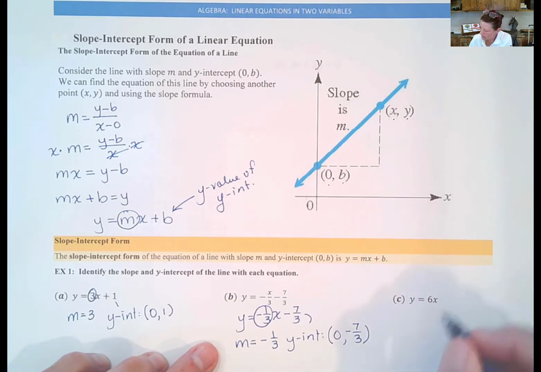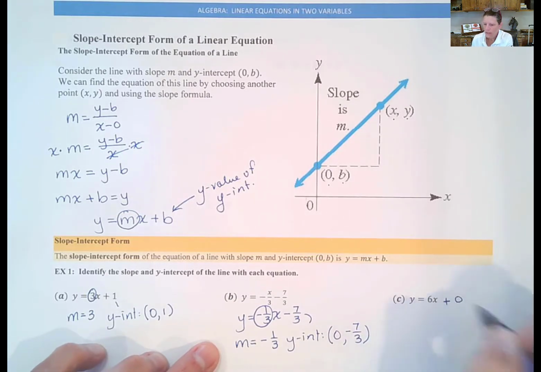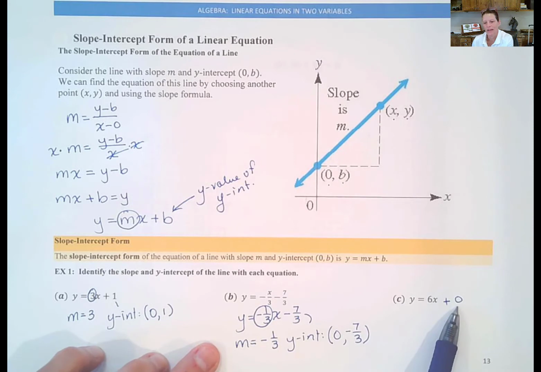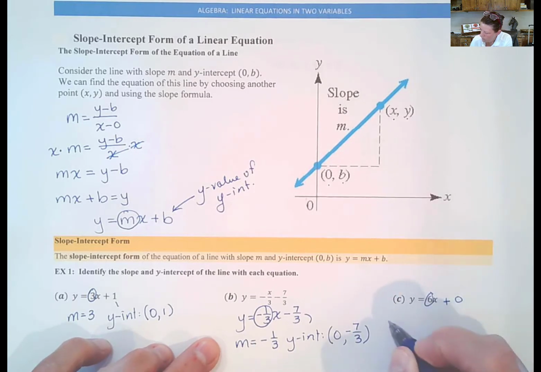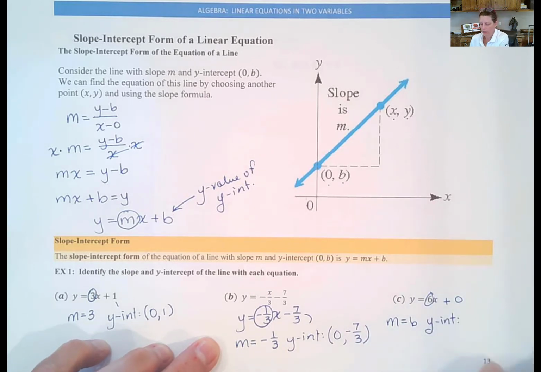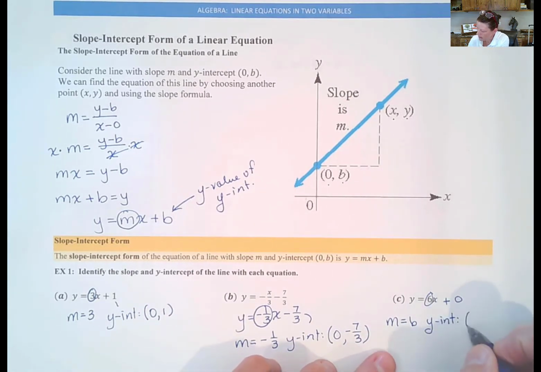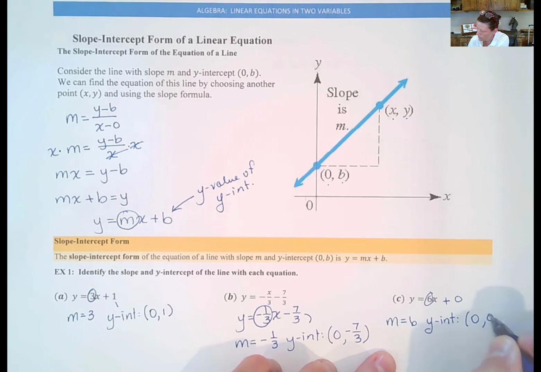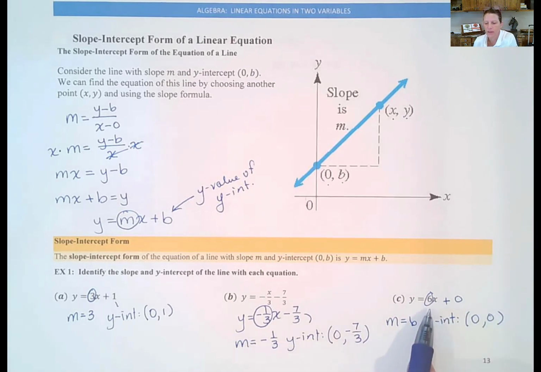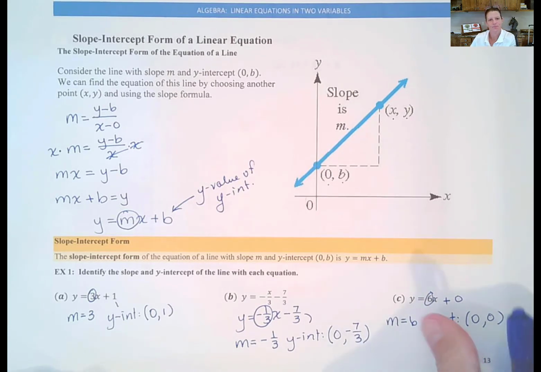Now in part C, we can see that the y value of the y-intercept is 0. There's no constant term out here, so we assume it to be 0. The slope is 6. And the coordinates of the y-intercept as an ordered pair are x equals 0, y equals 0. This, in fact, is a line that goes through the origin with a slope of 6.